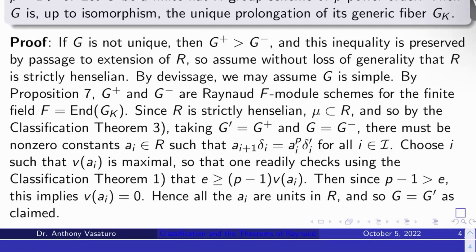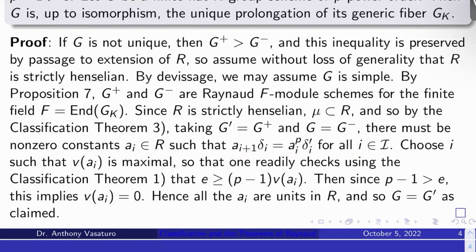By proposition 7 from the previous video, G plus and G minus are Raynaud F-module schemes for the finite field F equals the endomorphisms of G sub K. And the reason I bumped up to a strictly Henselian R is then I know mu is in R. And so by the classification theorem part 3, if I take G prime to be G plus and G to be G minus, there have to be non-zero constants a sub i in R such that the usual relations are satisfied: a sub i plus 1 delta i equals a sub i to the p sub i, delta prime sub i, for all i.